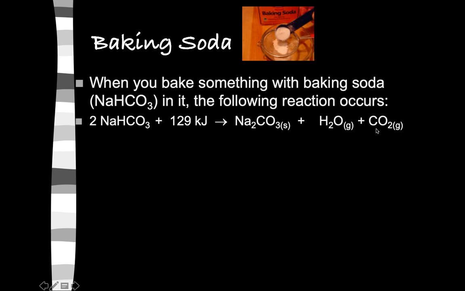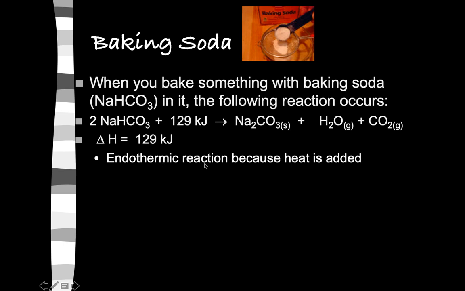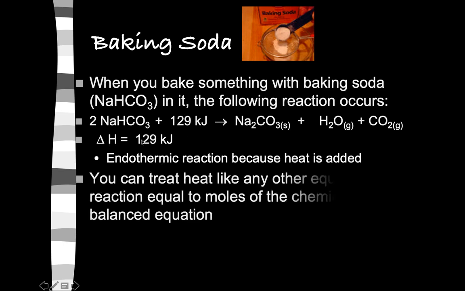But that doesn't happen if you just let it sit there. You've got to add quite a bit of energy. So that would be the baking from the oven. So the delta H value for this thermochemical equation would be positive 129. Why? Because this is on the reactant side. So is that endo or exo? Endothermic, because heat is being added and the delta H is positive.